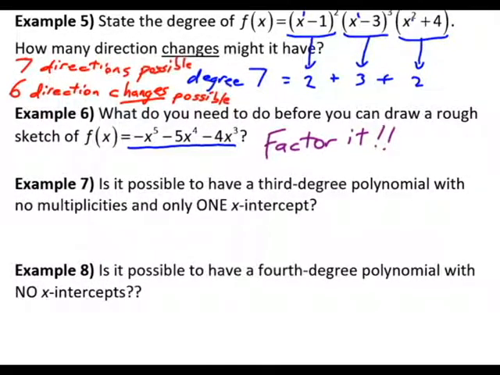The next question may require some clarification. When we say the polynomial has no multiplicities, that really means no multiplicities greater than 1. So no double roots, no triple roots. None of that's allowed.